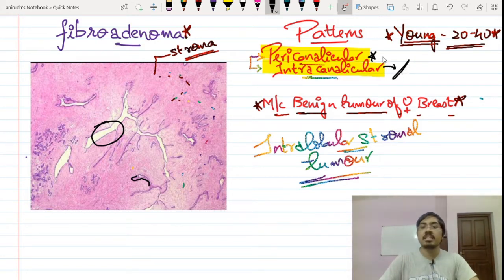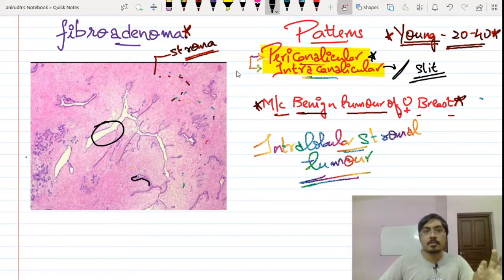Although you might feel that intracanalicular means that stroma is going inside the canaliculi. No, it's not like that. It is just compressing it to such an extent that it is making into a slit-like appearance, a very thin slit-like appearance, right? So this is the very important point so far as the histopathology of fibroadenoma is concerned, and you are supposed to write this.